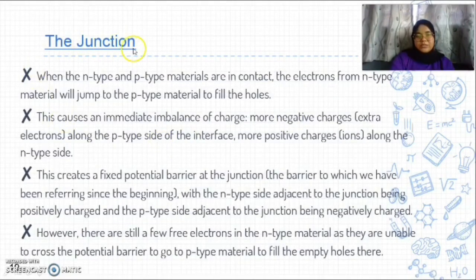Okay, next we proceed to the junction. When the n-type and p-type materials are in contact, the electrons from the n-type material will jump to the p-type material to fill the holes. So this causes an immediate imbalance of charge, with more negative charges along the p-type side and more positive charges along the n-type side. So this creates a fixed potential barrier at the junction, with the n-type side adjacent to the junction being positively charged and the p-type side adjacent to the junction being negatively charged. However, there are still a few free electrons in the n-type material that are unable to cross the potential barrier to fill the holes in the p-type material.